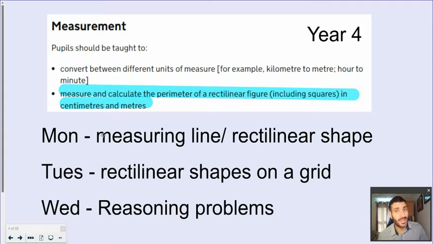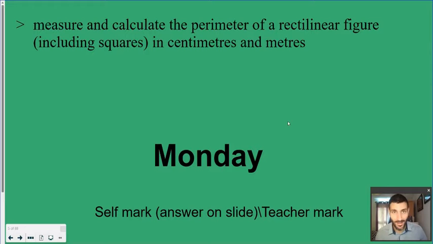And then on Wednesday, I'm going to do much more reasoning problems to try and see how they've grasped the concept. All right, so lesson 1. I always have the objective at the top of the unit, so I can come back to the curriculum and always reference that. I'm going to remind myself that it's going to be self-marking today for the kids. Also, I'm going to come around, so it's going to be a bit of both self-marking and teacher marking.